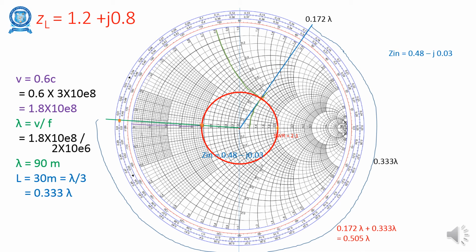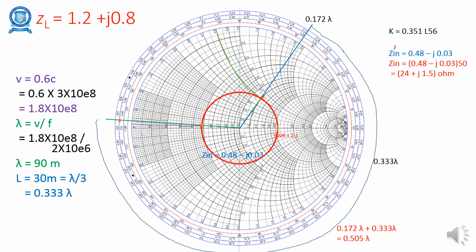Now we calculate the input impedance. The input impedance Z in is equal to Z in dash into 50. Multiplying these two, we get the input impedance as 24 minus j16.5 ohm.